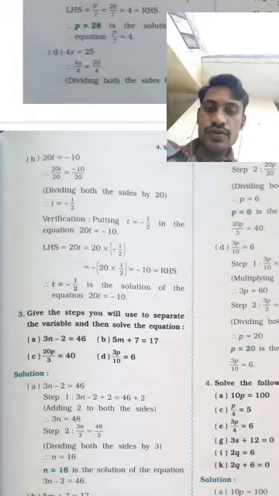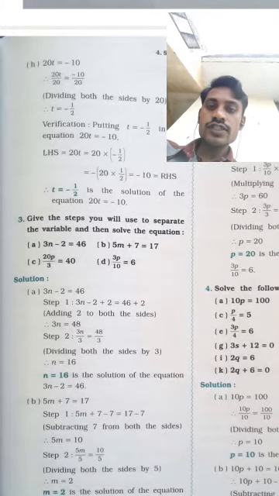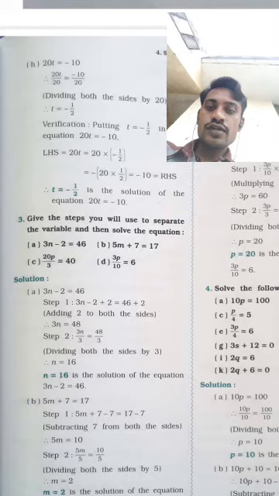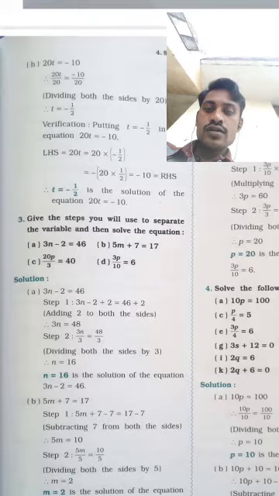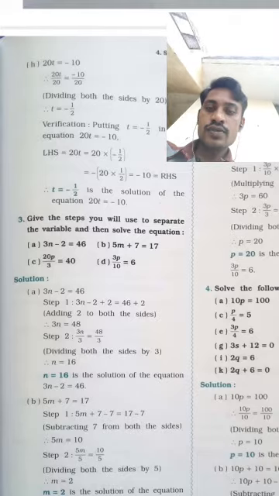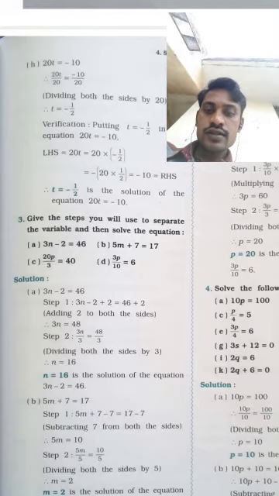Give the step you will use to separate the variable, then solve the equation. First one, 3n minus 2 is equal to 46. How can we solve this equation? Step 1, 3n minus 2 plus 2, 46 plus 2. Here adding 2 to both sides. So what is there?